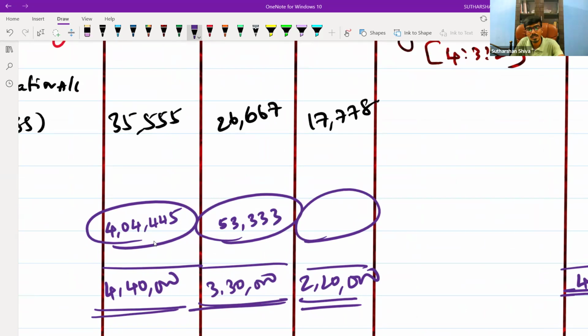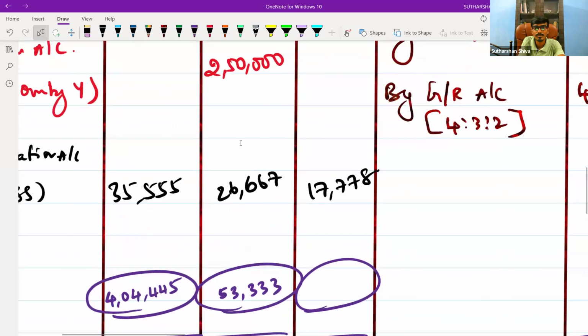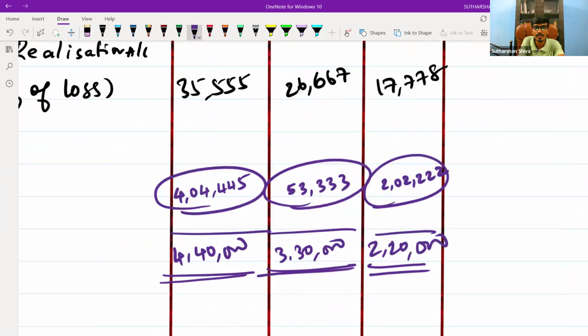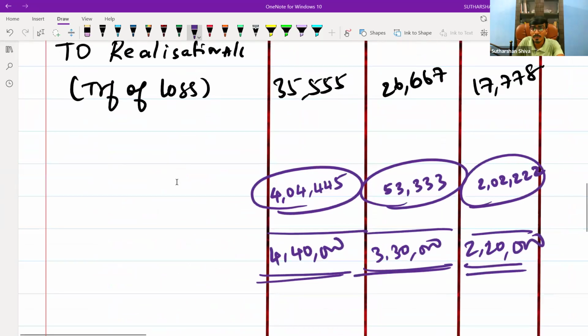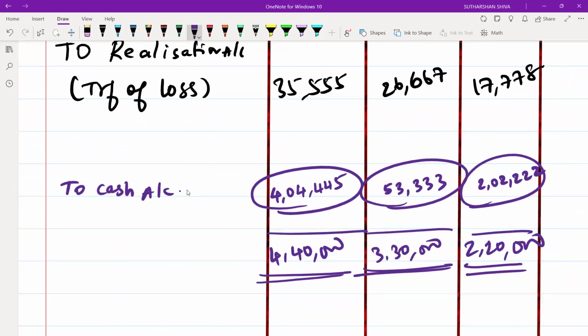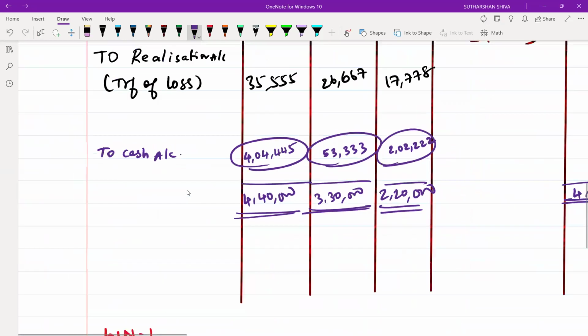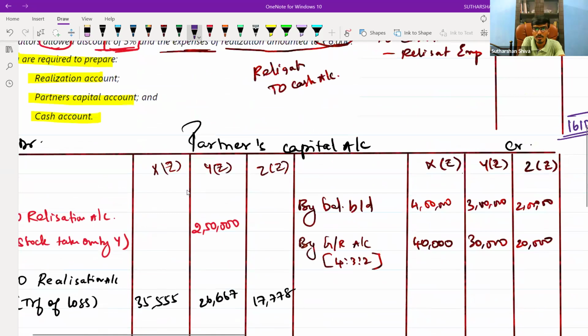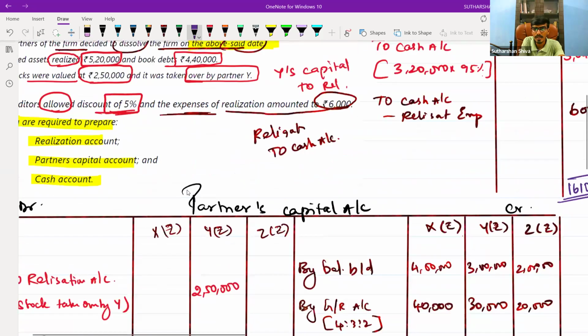Here, 2,02,222. Right? I need to take the cash to cash account. I will write it. Where is my cash account?